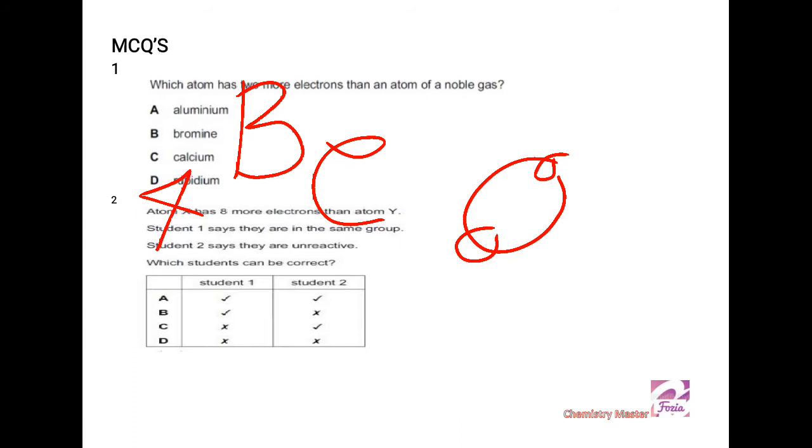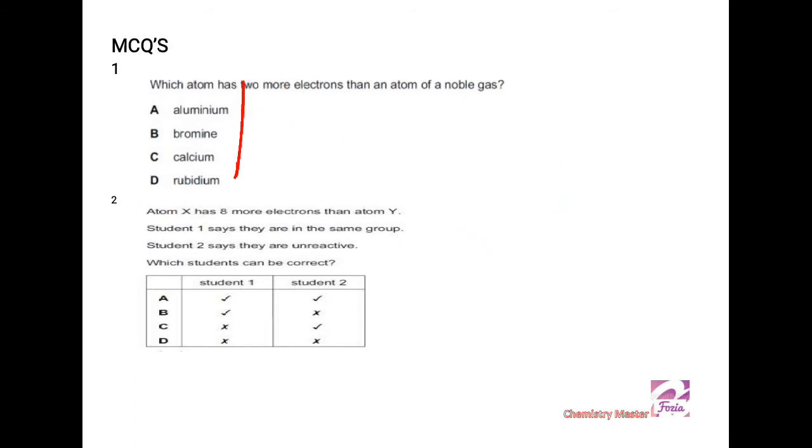So you see what options are there? Aluminium, bromine, calcium and rubidium. Just check their positions, in which group they are belonging, and encircle the correct answer.